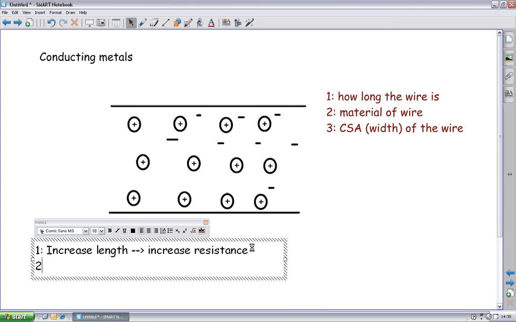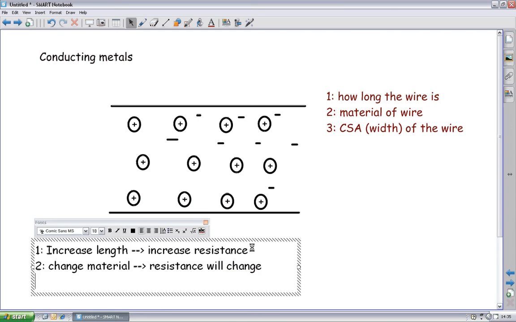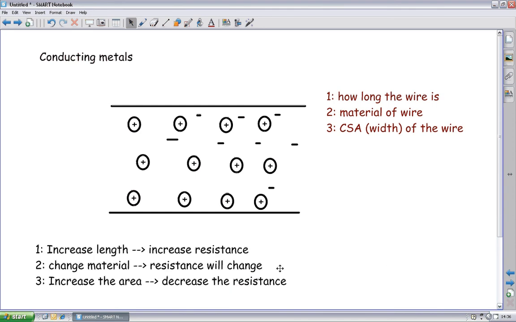Number 2, if I change the material, the resistance will change. Can't say any more than that. It depends on what I change the material to, depends on what the material looks like, but I'm pretty sure that the resistance will change. And finally, 3, if I increase the area, and by area I mean if I look at the end of the wire, is it a fat wire or a thin wire, if I increase the area, that means I will decrease the resistance.